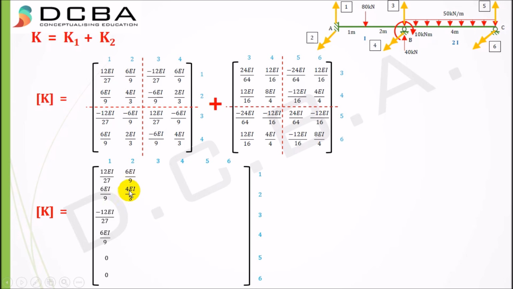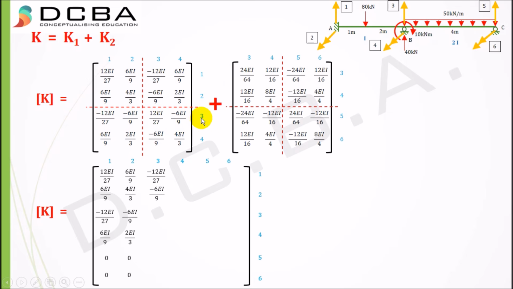Then element 2 2, second row, second column, is 4 EI by 3. Element 3 2, third row, second column, minus 6 EI by 9. Element 4 2, fourth row, second column, 2 EI by 3. And then there is no element at 5 2, nor is there an element at 6 2, so 0 0. Now we'll write element 1 3, that is first row, third column, minus 12 EI by 27, minus 6 EI by 9.